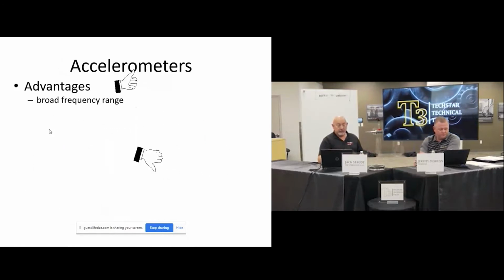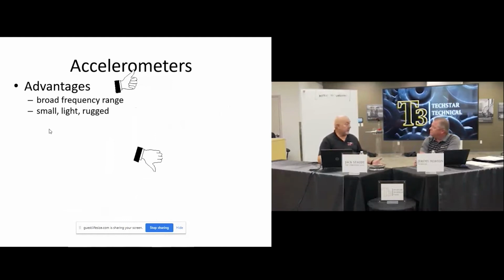Then we look at the advantages. Like we were talking about, we have a broad frequency range. They're small, they're light, they're rugged. I've dropped an accelerometer off a 4-story cooling tower before, went back, calibrated it, and it worked fine. Then I've had one roll off my desk onto the carpet and break it.